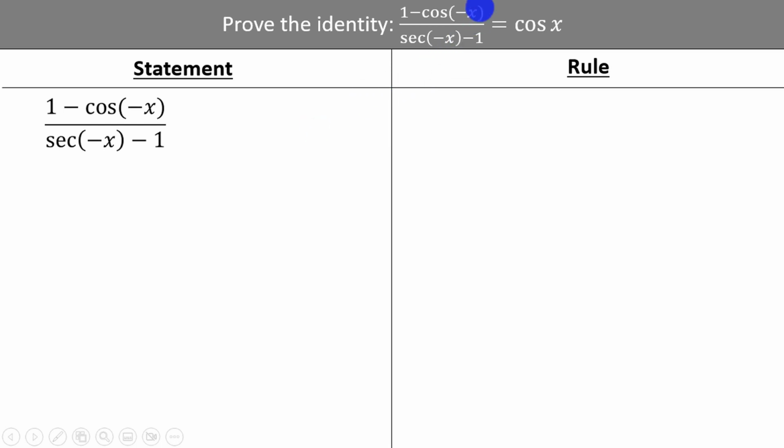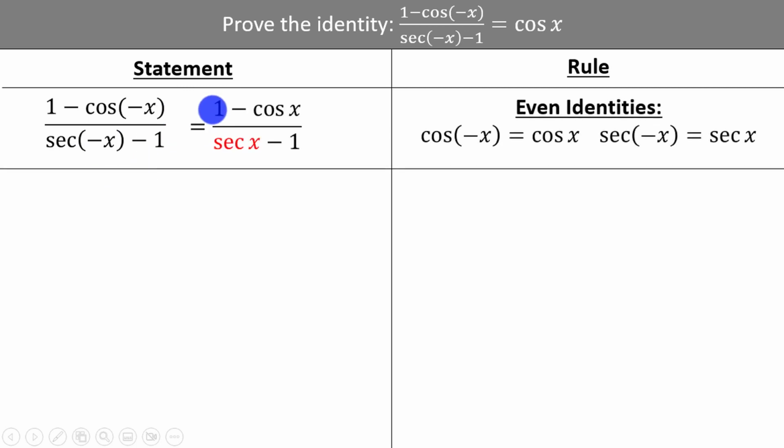Once again, we have negative arguments, which means we should use either an even or an odd trigonometric identity to simplify our problem. Specifically, cosine and secant are the only two even trig functions, which means you can simply drop the negative sign on an argument. So simplifying, we will have 1 minus cosine of positive x divided by secant of positive x minus 1. This is due to the even identities. Cosine of negative x is the same thing as cosine of positive x, and secant of negative x is the same thing as secant of positive x.